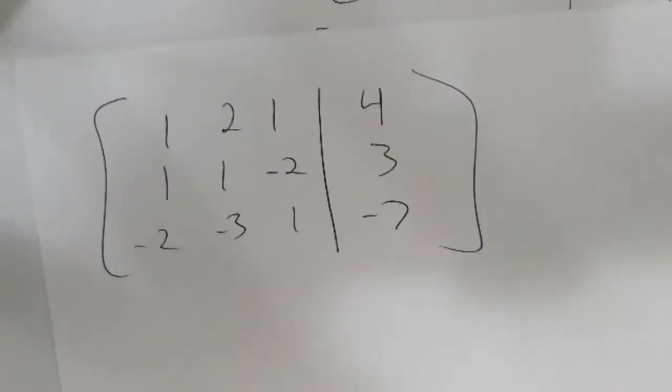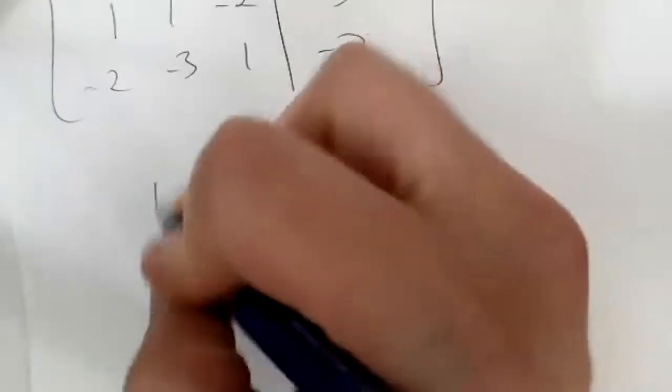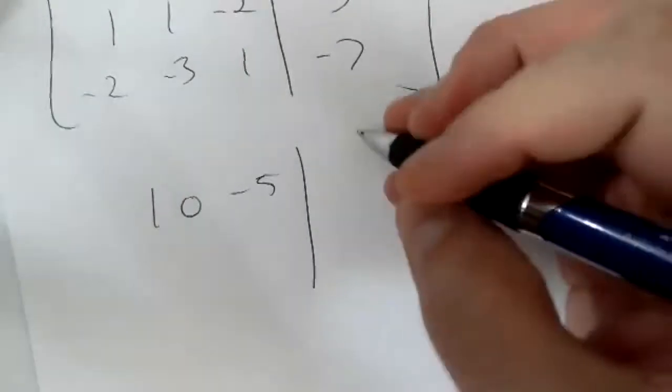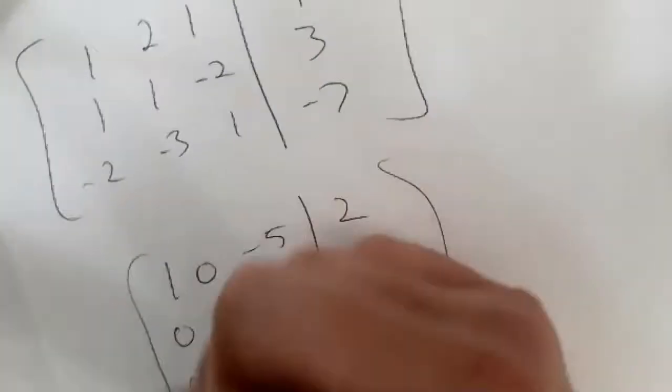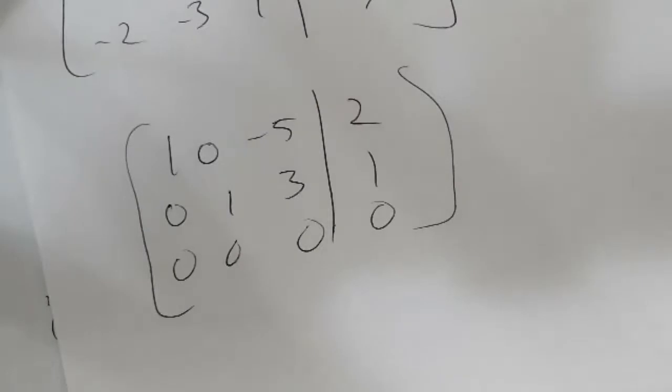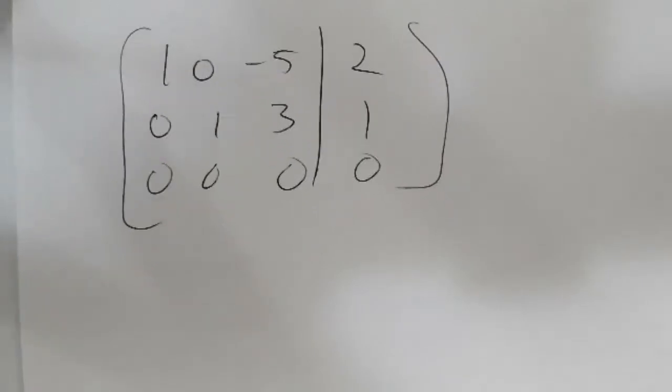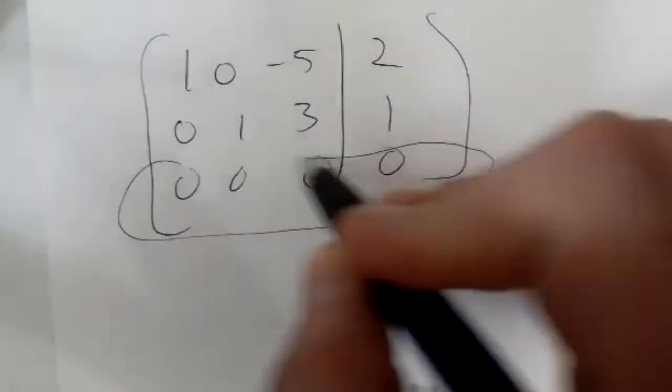Okay. So what is this giving you? It should give you 1, 0, 5, minus 5, 2, 0, 1, 3, 1, and 0, 0, 0, 0. So now we're looking at this thing. What is this thing telling us? We want to look here at the last line.